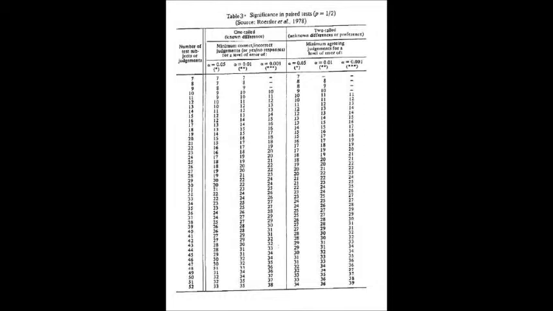The table on screen is used to find the significance in paired tests. The number of judgments made is found on the left side of the table. In our experiment, 40 tests were made. In order to have a 0.05 significance, a number of 26 correct results was required.